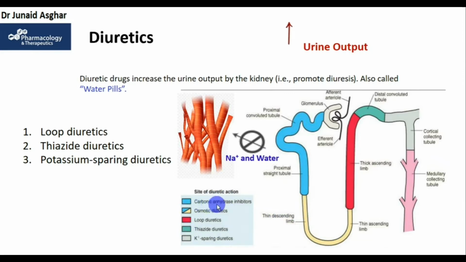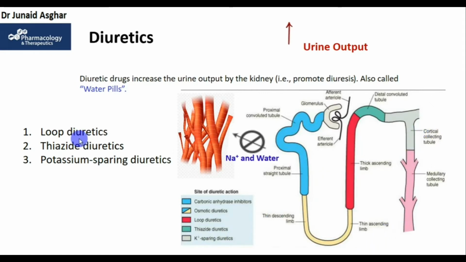Carbonic anhydrase inhibitors or CA inhibitors act on the proximal tubules. Osmotic diuretics partly act on the proximal tubules and also on the thin descending limb of the loop of Henle and the thin ascending limb of the loop of Henle. Loop diuretics, as shown in the red, act on the thick ascending loop of Henle. Thiazides act on the distal convoluted tubules, whereas potassium-sparing diuretics act on the cortical collecting tubules.